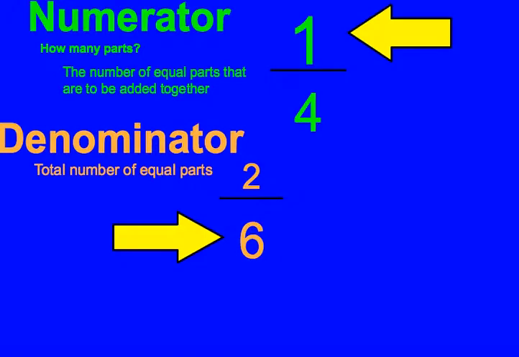Okay, and again, the top number is called the numerator. It tells you, depending on the question, it might ask how many equal pieces are shaded or not. And the denominator, the bottom number, is always the total number of equal parts. Okay, and for now in grade 3, the denominator will always be your larger number.